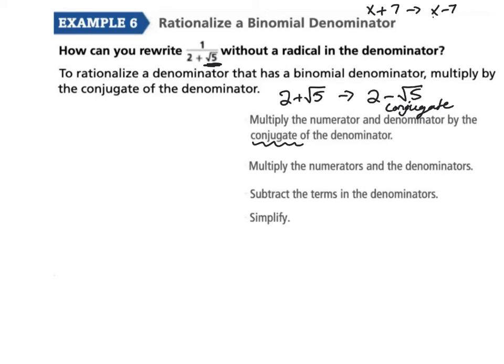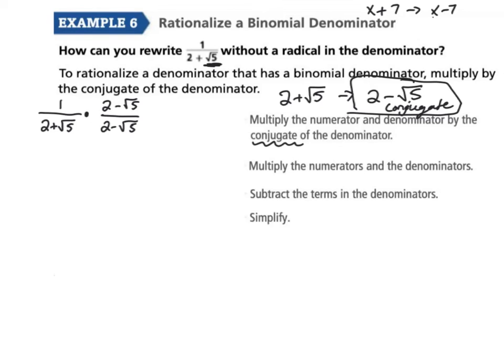All right, so let's try and do this one. So we have 1 over 2 plus square root of 5. We're going to multiply the numerator and denominator by this conjugate right here. Okay, so 2 minus square root of 5 over 2 minus square root of 5. The reason we multiply the numerator and denominator by it, because technically we're just multiplying by 1, because if we reduce this fraction, it'd be 1.